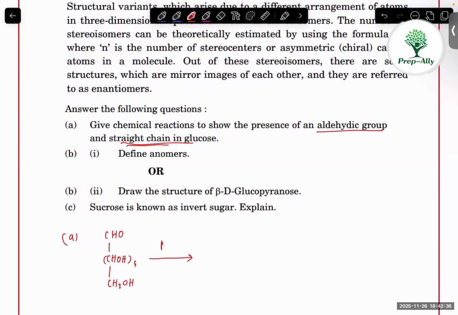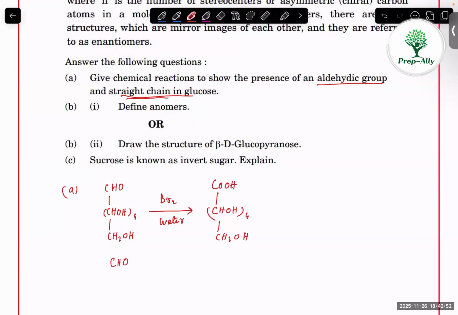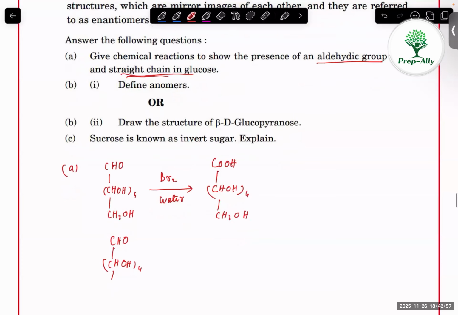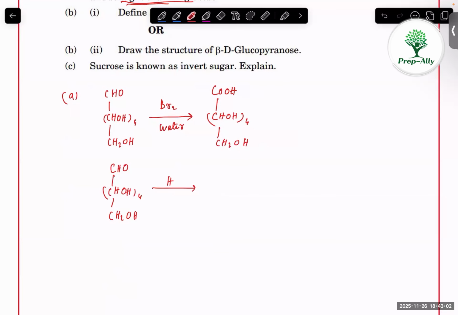To prove the aldehyde group, only one thing is there, bromine water. So this will change this into gluconic acid, which we have already seen, CHOH 4 times, CH2OH. And second thing, straight chain, we have also already seen the reaction. CHO, (CHOH)4, CH2OH will react with HI. While heating, you will be getting n-hexane. This is also an important reaction. This proves that all the carbons are bound in a single chain.